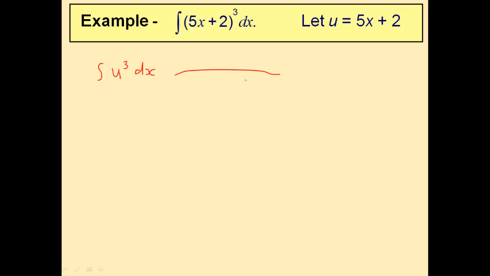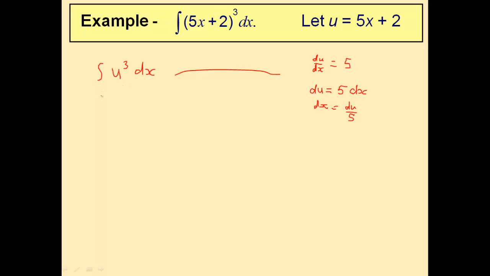So in order to overcome this, and we always do this with this technique, we differentiate the u with respect to x and we will get 5. We then rearrange this, so if we multiply by dx to leave du here, we get 5 dx on the right hand side. We want to substitute the dx, so we make that the subject and it equals du over 5.